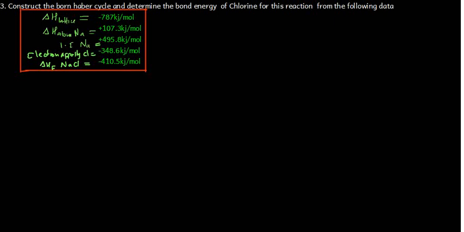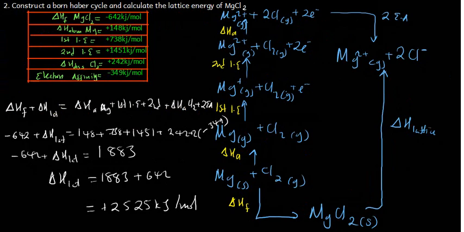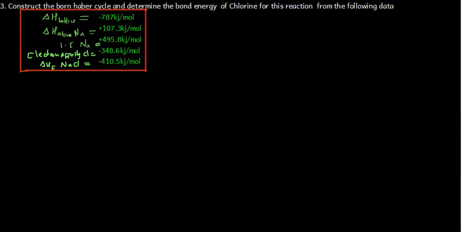In the previous video, we went over the Born-Haber cycle, how to calculate the missing enthalpy of formation, and also how to calculate the lattice energy. Now, let's proceed and look at how to calculate some other things using a Born-Haber cycle.